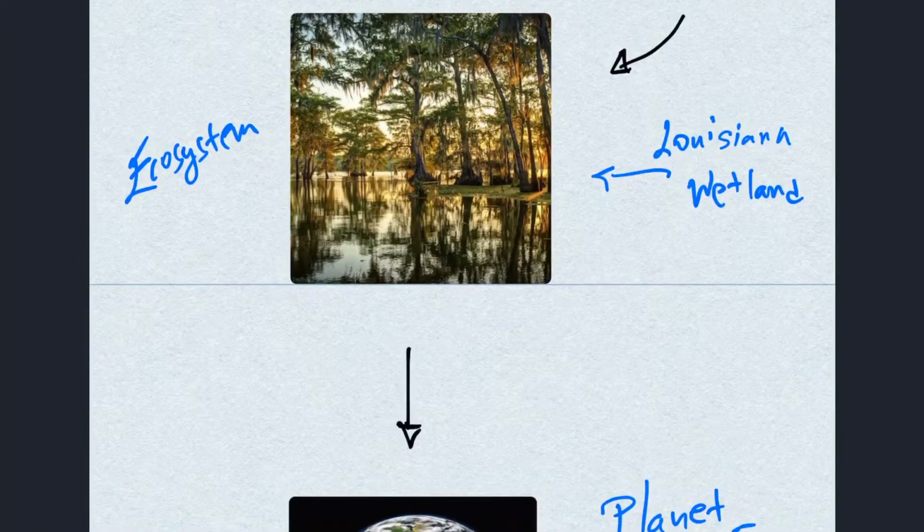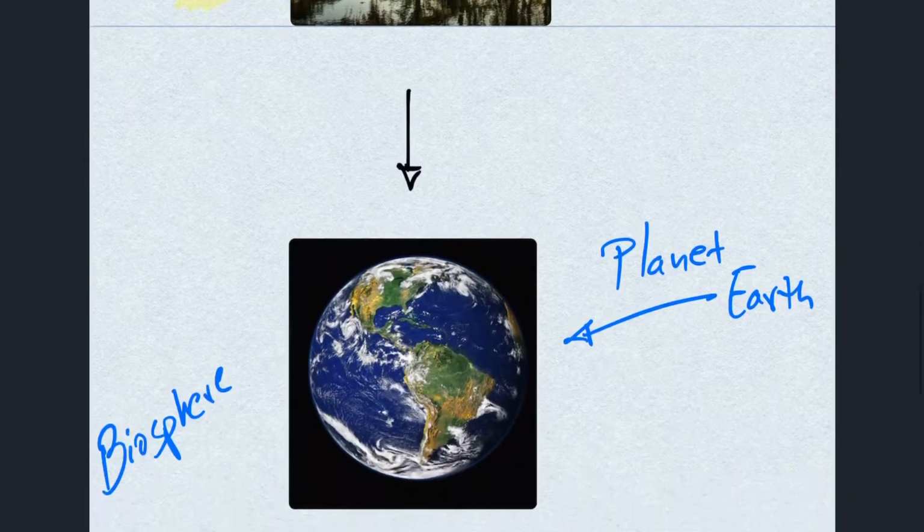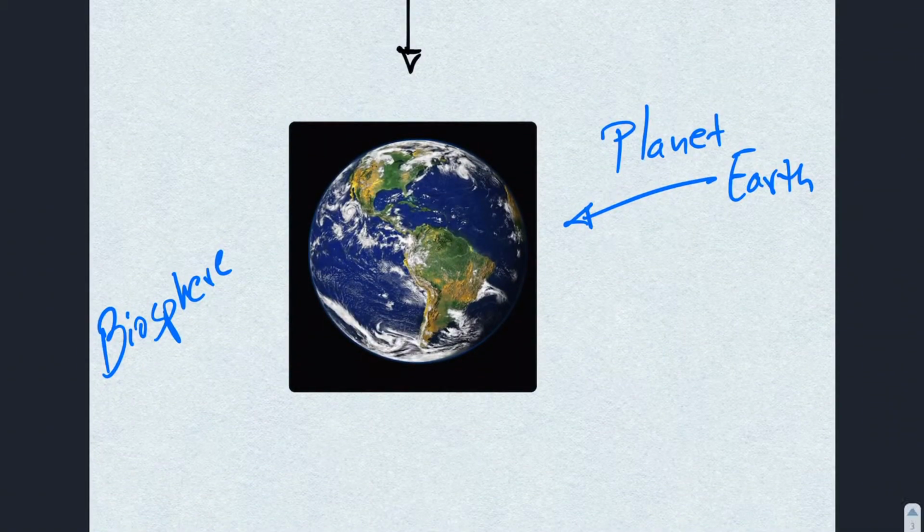But living things have to interact with non-living things as well, such as water, or such as air, or soil. And so we call that level of organization the ecosystem. And a great example of an ecosystem is the Louisiana wetland. But the Louisiana wetland is, of course, not the only ecosystem that we find on this planet Earth. The planet Earth, with all of its different ecosystems, is known as the biosphere.